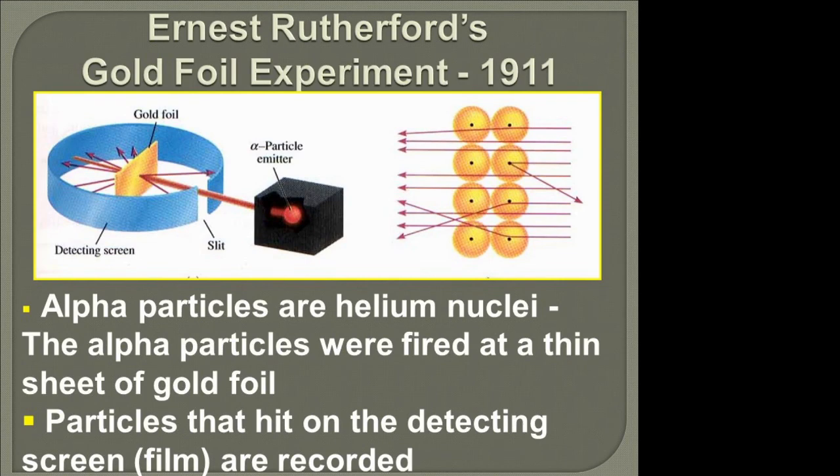Ernest Rutherford's gold foil experiment, 1911. Alpha particles are helium nuclei. The alpha particles are fired at a thin sheet of gold foil. The particles that hit on the detecting screen are recorded.